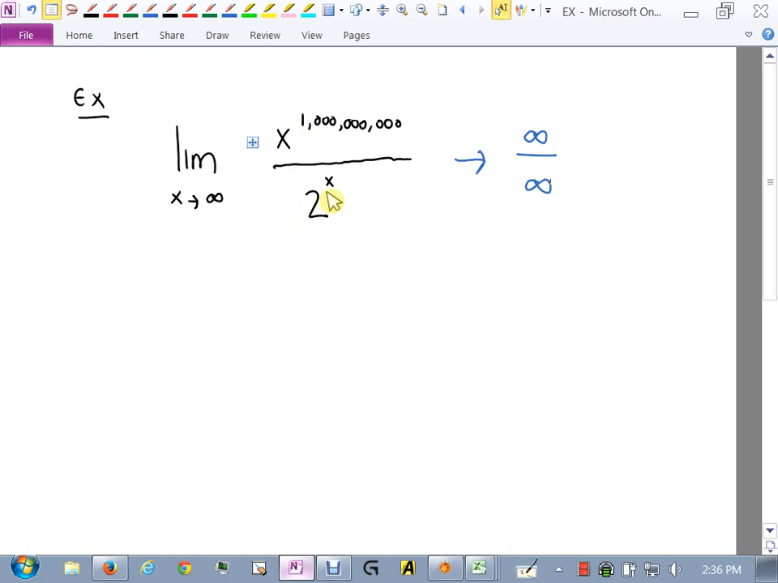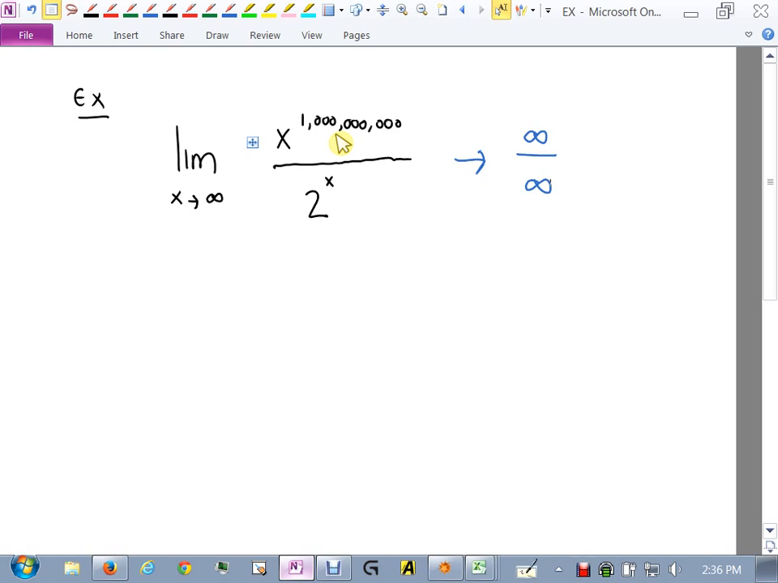Now, let's try 3. 2 to the 3 is 8. 3 to the billionth power? But eventually, what happens? It passes it. Eventually 2 to the x gets bigger than this. Now, it happens way out there, but it does.